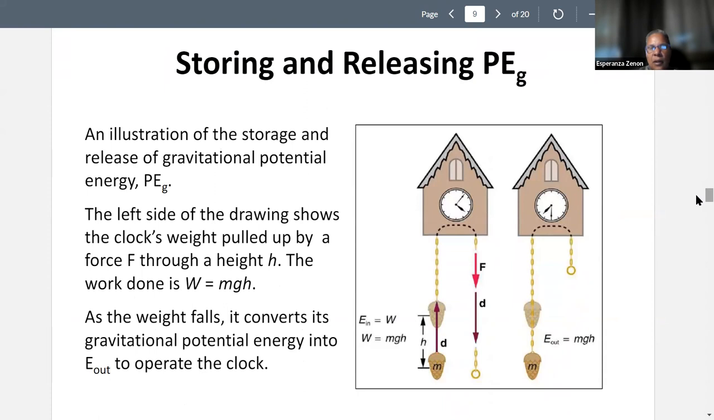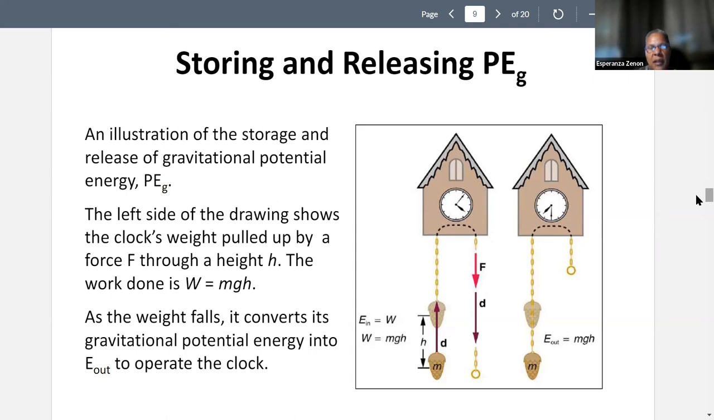On the left-hand side, you see the situation where they apply a force F to this chain that's attached to the weight for this clock. If you apply force to it and pull the chain down, then you're moving that chain through a displacement D. Your force is pulling down, so you're doing work.